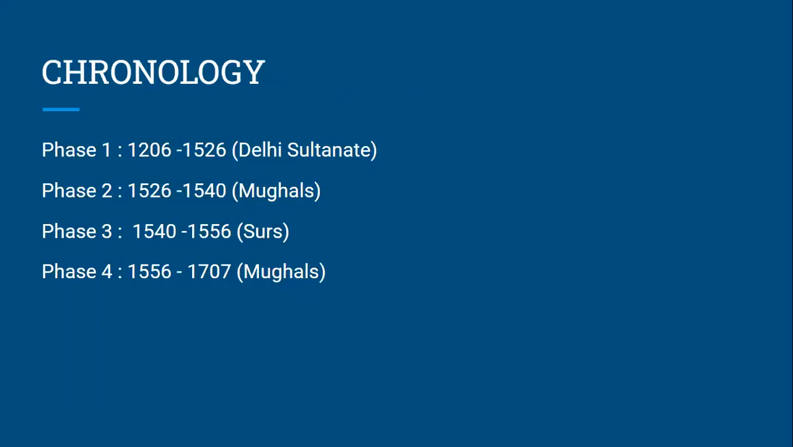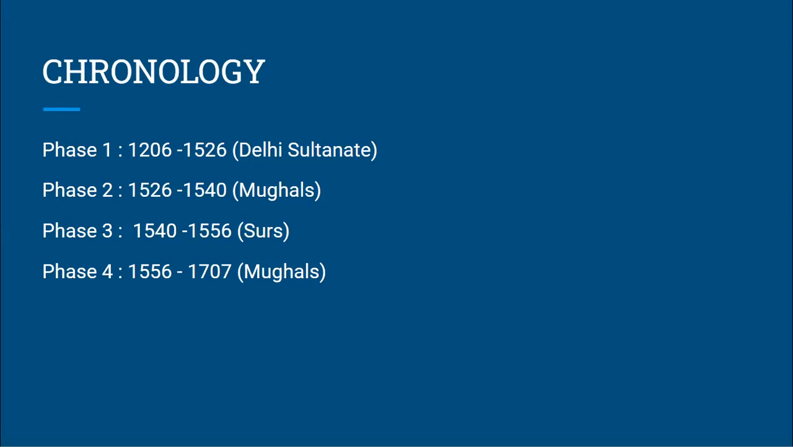What is the evolution or the chronology of the Indo-Islamic architecture? Phase one is the phase under the Delhi Sultanate, from 1206 to 1526 AD, under which we have 5 dynasties. We will be studying all 5 dynasties separately, their contributions and the architectural buildings under each dynasty. So phase one is under the Delhi Sultanate.